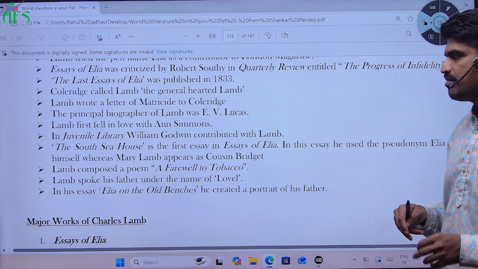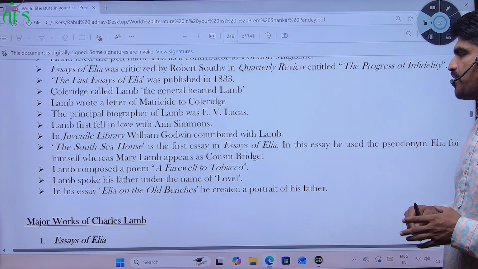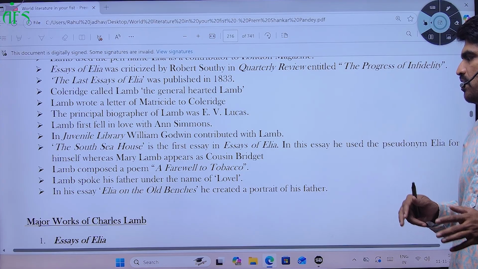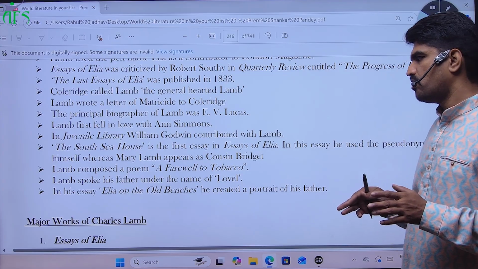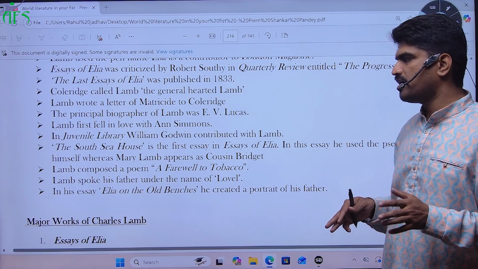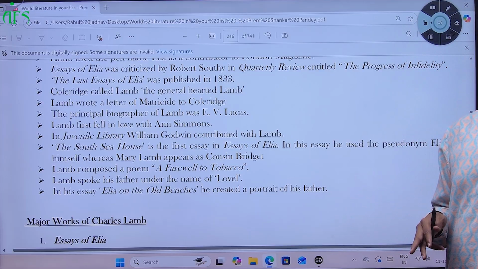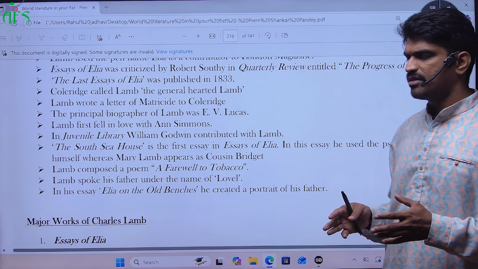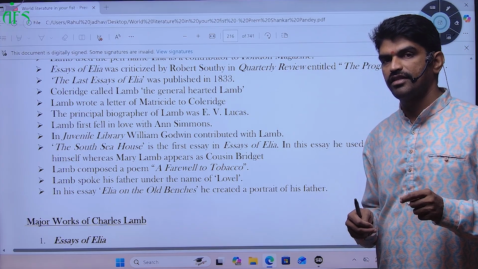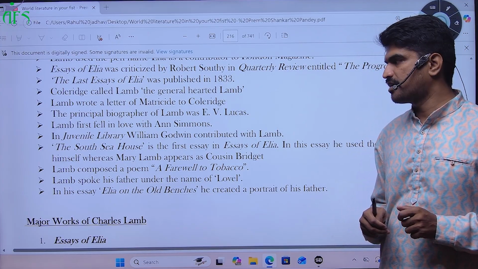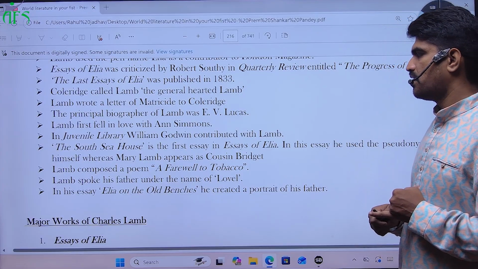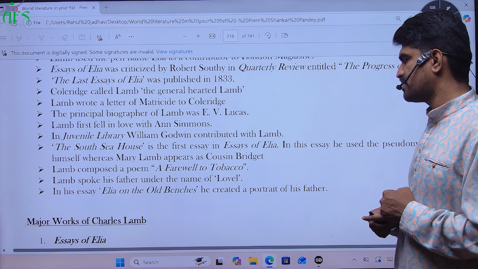In the Juvenile Library, William Godwin contributed with Lamb. Exactly. Now, if there is a question about who contributed with Lamb in the Juvenile Library, it was William Godwin, his best friend, who also promoted him, or in a way, we can say motivated him, to come up with his Tales from Shakespeare. The South Sea House is the first essay in Essays of Elia.